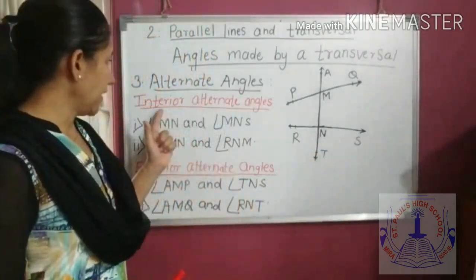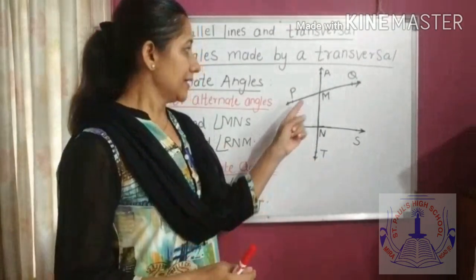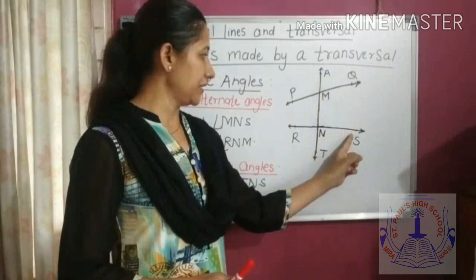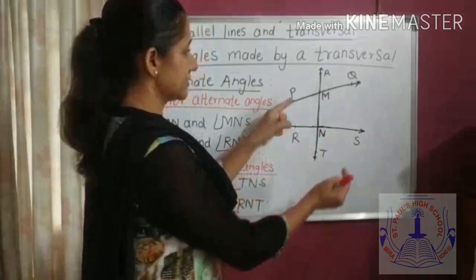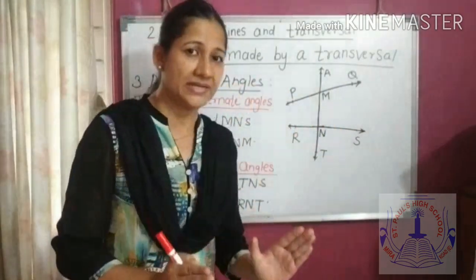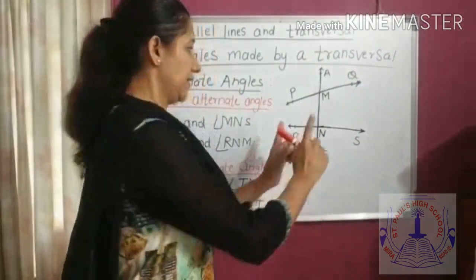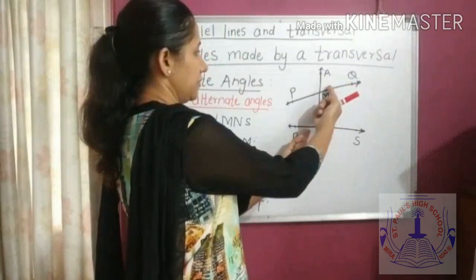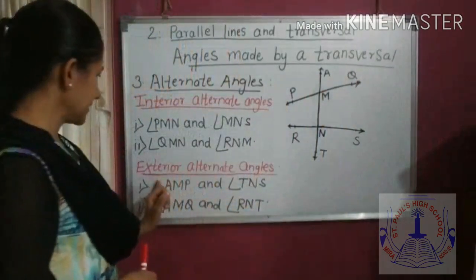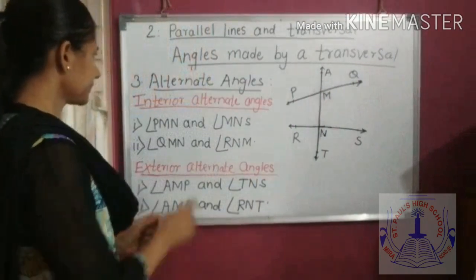Clear? Now what are these interior alternate angles? Interior alternate angles are inside the given pair of lines, that is line PQ and line RS. If the angles are in the opposite direction and inside the given pair of lines, then they are called interior alternate angles. And if the pair of angles are in the opposite direction but outside the given pair of lines, then they are called exterior alternate angles. Step by step we will study now.